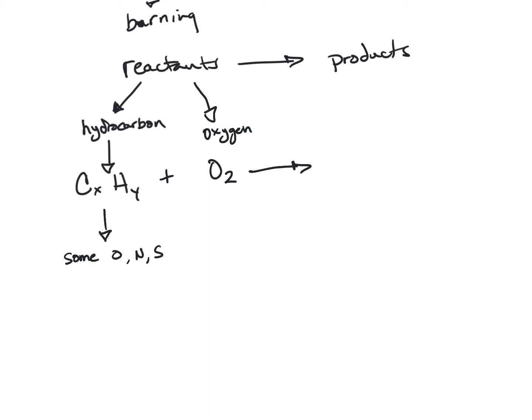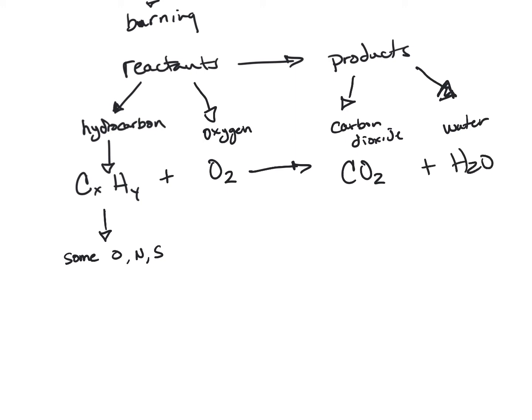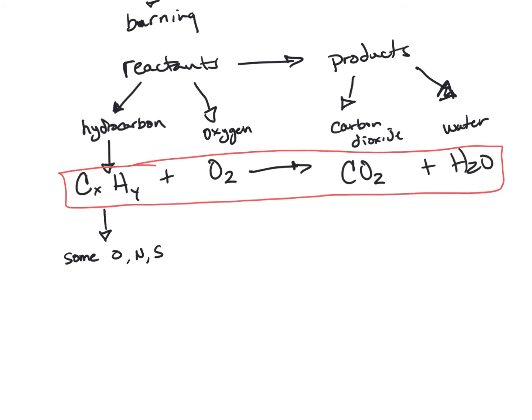The products are very predictable for the most part. As long as this is a complete reaction, we're going to have two different products. One is carbon dioxide, which is CO2, and the other is water, which is H2O. This is an unbalanced chemical equation, but there are our reactants and products. This is the general format of our combustion reaction: a hydrocarbon burning with oxygen to form carbon dioxide and water.